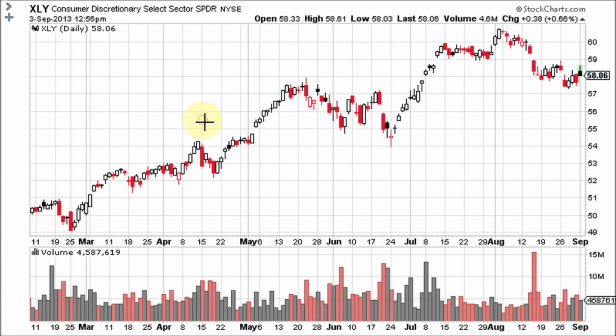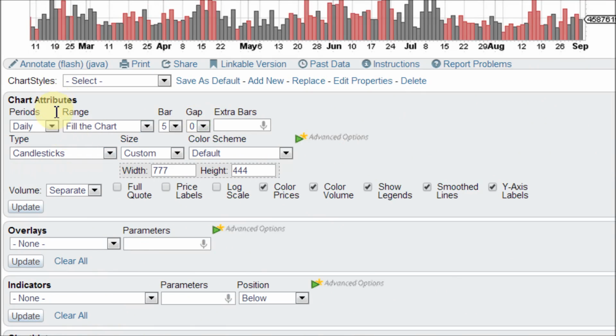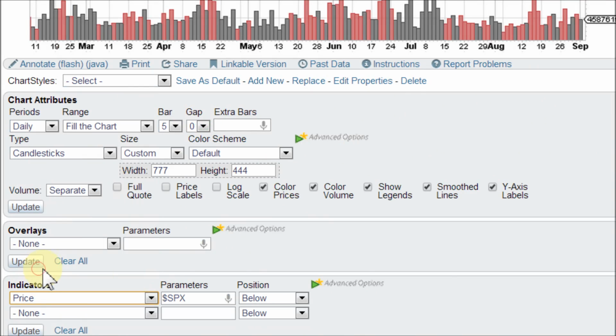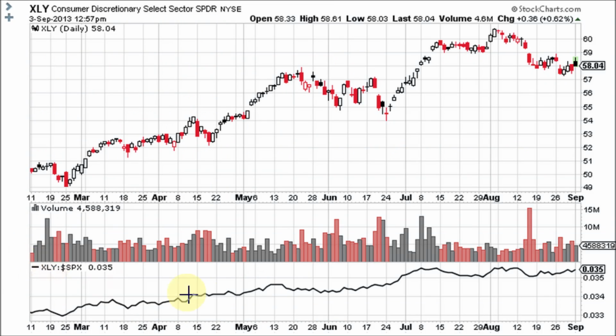Okay, now down here in the chart attributes area, click in the indicators box and then click on price. Now it will always load the S&P 500 as a default. And to compare XLY to the S&P 500, type in XLY and then a colon. The colon creates the comparison. Click update. And as you can see, XLY is outperforming the S&P 500 here.